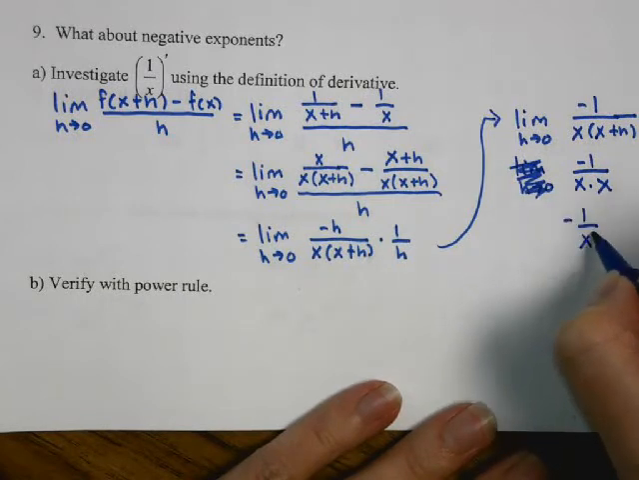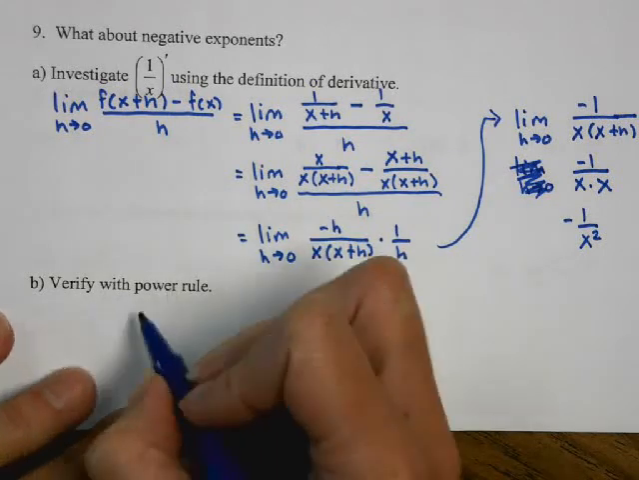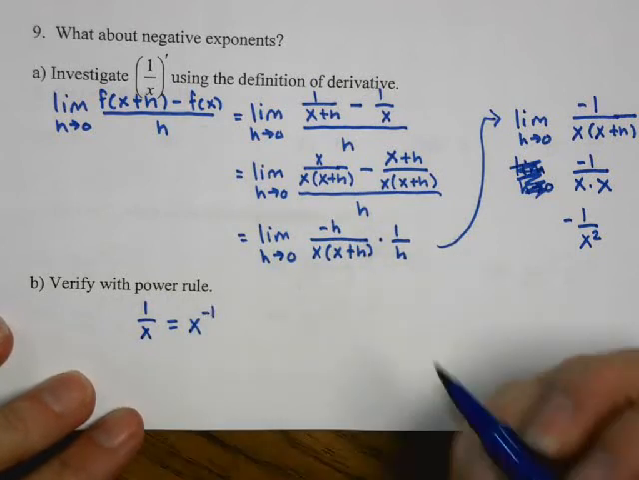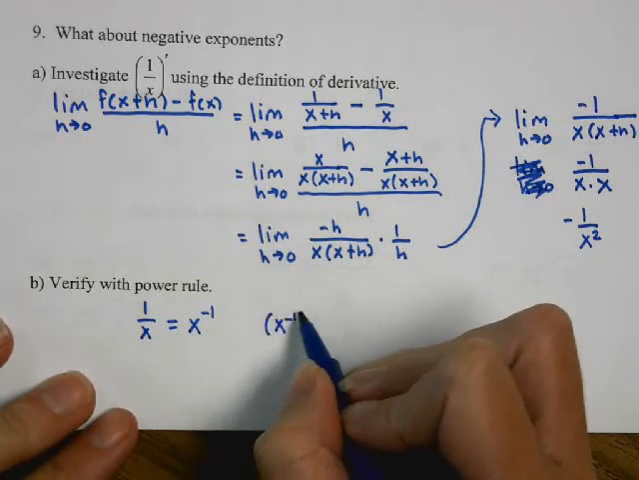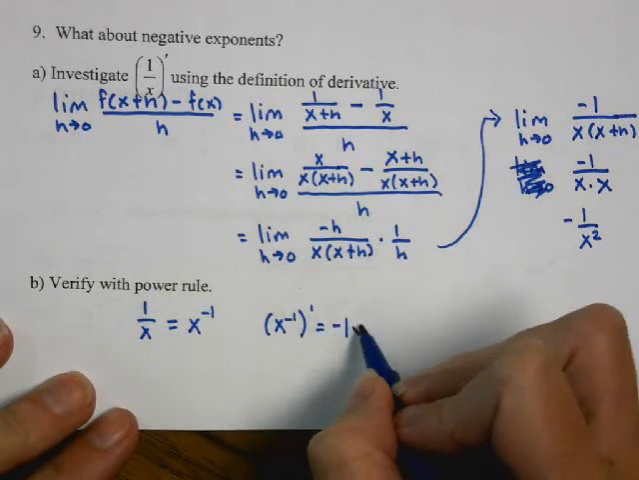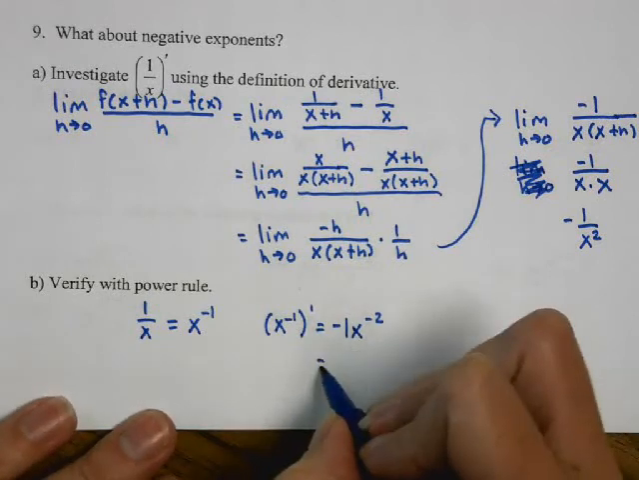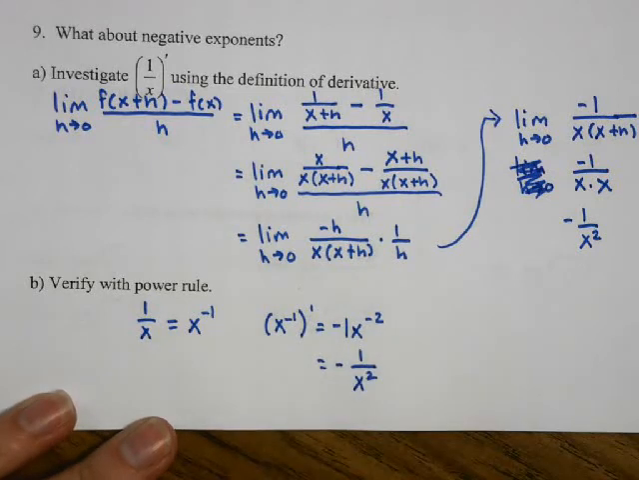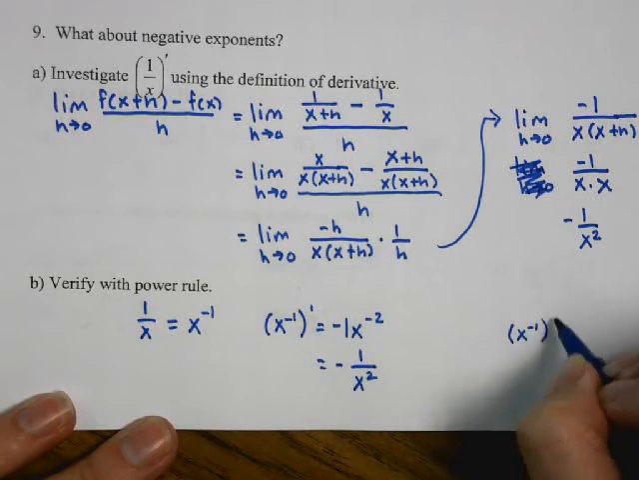All right, the power rule. 1 over x is equal to x to the negative 1 power. So if I take the derivative, I multiply the power down, and I subtract 1. So we get negative 1 times x to the negative 2. Well, that equals negative 1 over x squared. So there's another card. The derivative of that is negative 1 over x squared.